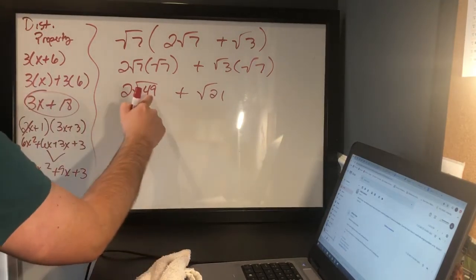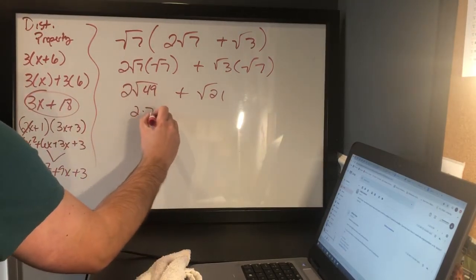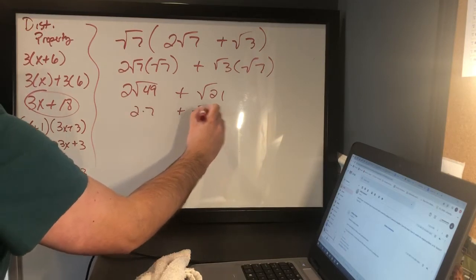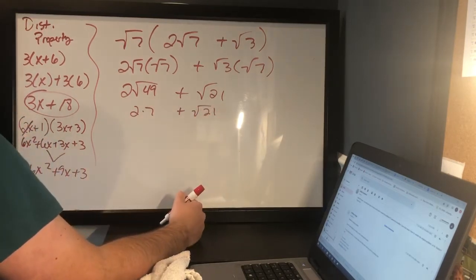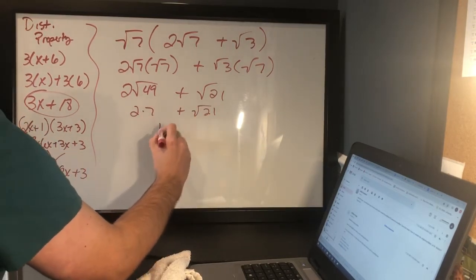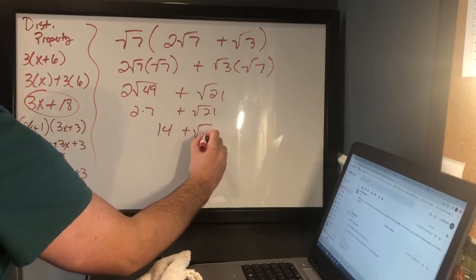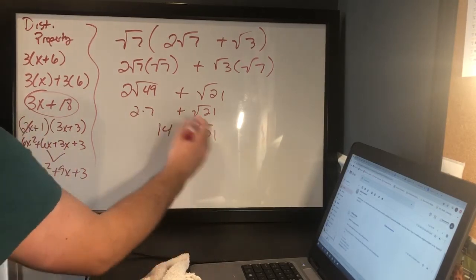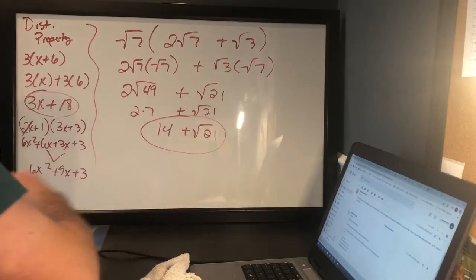In this case, this is a perfect square, so we can simplify that to 2 times 7, and then add the radical 21. 2 times 7 is 14 plus radical 21. Can't do anything else, so there's your final answer.